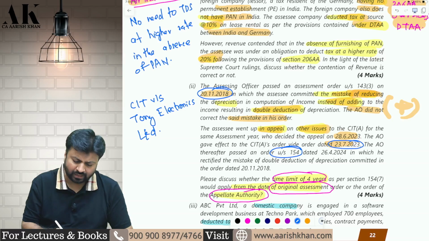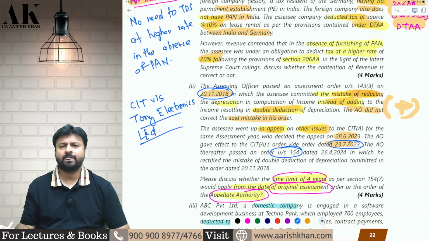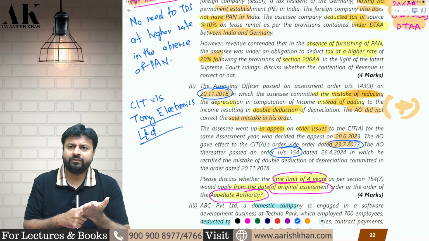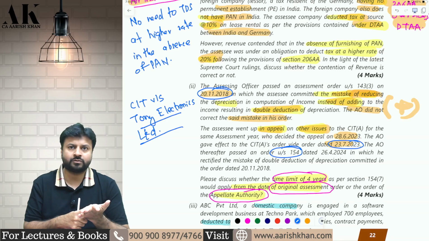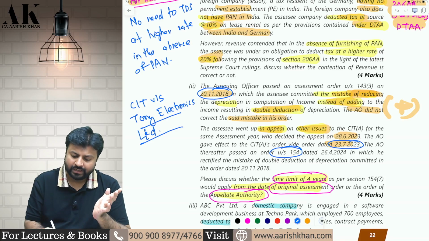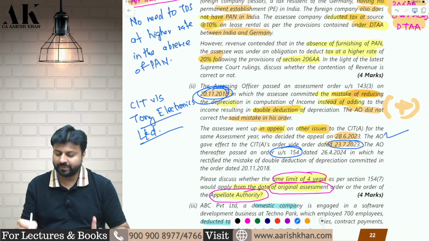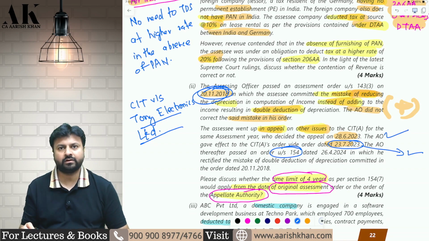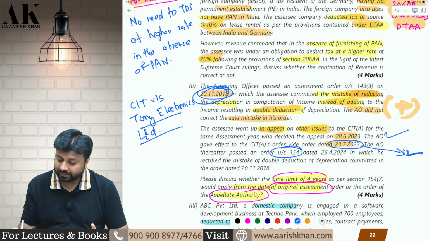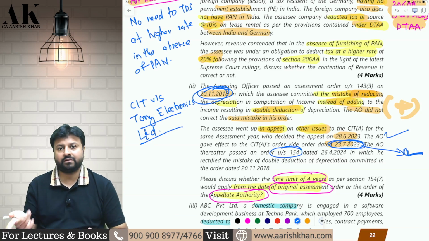So the High Court says in the case of Tony Electronics that Section 154 rectification has to be done within 4 years from the end of the financial year in which the order sought to be rectified was passed. And the High Court says that the order sought to be rectified need not be the original order, it can be the rectified order. So as per this judgment, the time limit of 4 years will be counted from here. Okay. Because order sought to be rectified means it has to be counted from here, not from the original order.